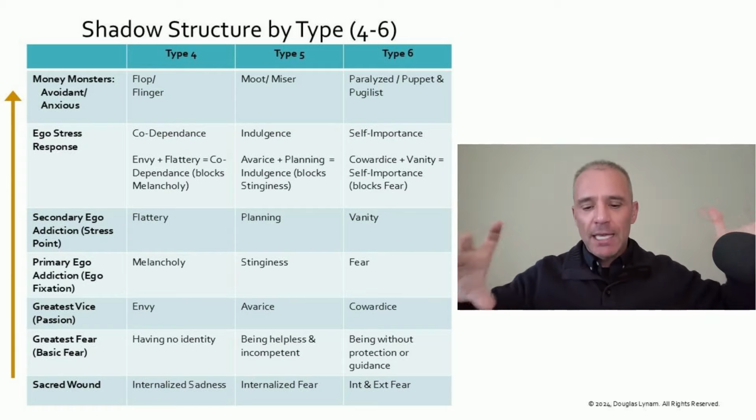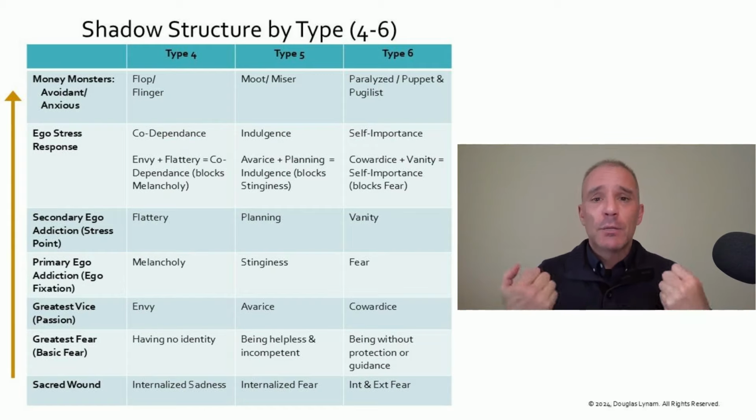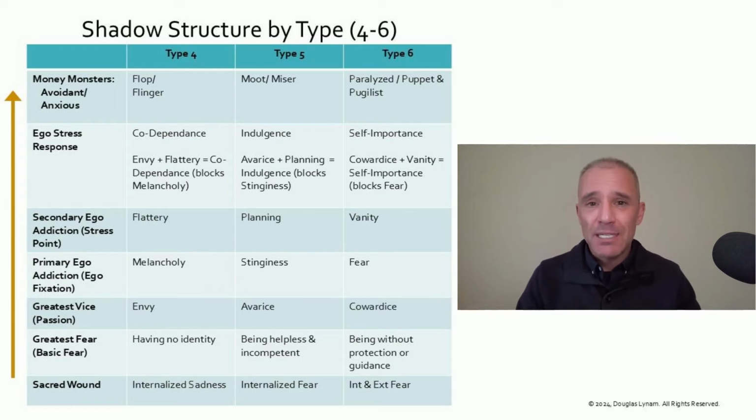But when that anxiety overwhelms them and they get completely swamped by it, they switch from that primary ego addiction to a secondary ego addiction to vanity. I mean, they start to look a little bit more like a type 3. And so when you have vanity combined with cowardice, it creates self-importance. So that's the ego stress response for a 6, like, look how important I am. They're going to be running around with their to-do list, taking charge, or giving their opinions in ways that may not be entirely helpful for others, and really making themselves essential in a way in order to control their environment and try to assuage some of their fear. And then that leads into the paralyzed or the puppet and pugilist for the money monsters for the 6.